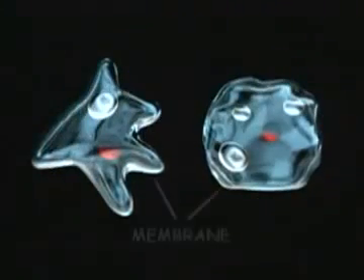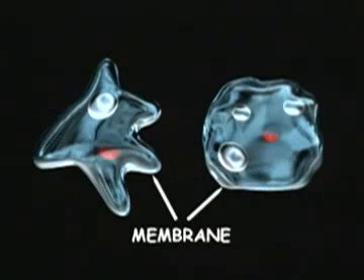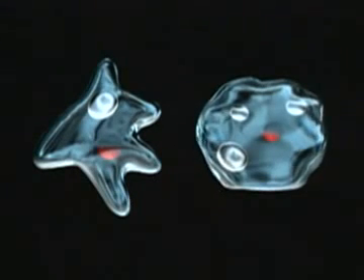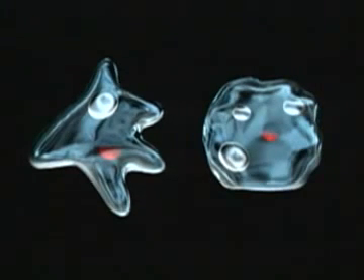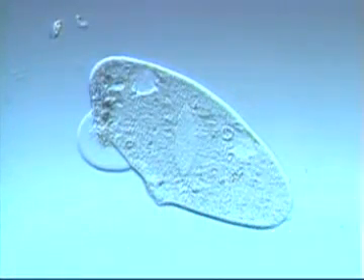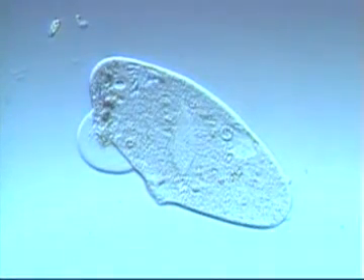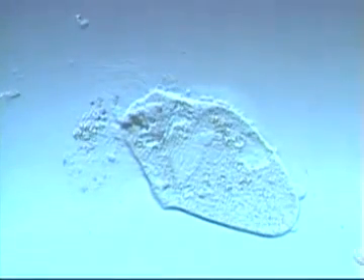Every cell is surrounded by a membrane. The membrane is something like a sac that holds the cell together and gives it its shape. The cell membrane controls what goes into and comes out of a cell. In this dying organism, the membrane has broken and the organism explodes, spewing out its cytoplasm and other cell material.